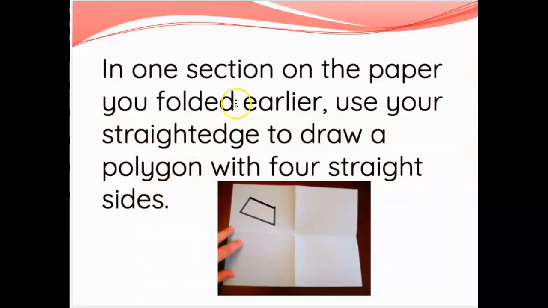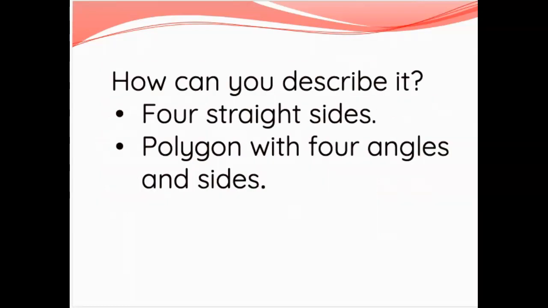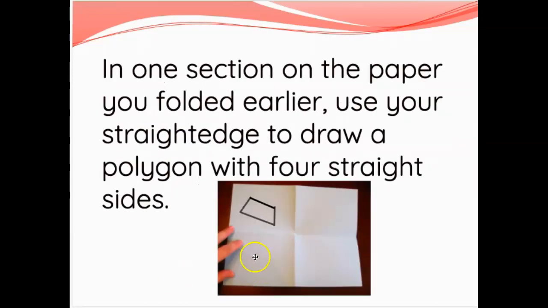Okay, in one section of the paper you folded earlier, use your straight edge to draw a polygon with 4 sides. So I used the first section. You can use any section of your paper to draw a polygon with 4 straight sides. Your polygon can look like mine, or it can look like a different polygon with 4 straight sides. Pause now to do that if you haven't drawn your polygon, and make sure that you draw a polygon with 4 straight sides. Press play when you're ready.